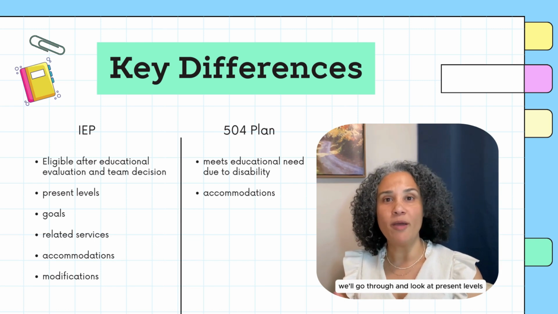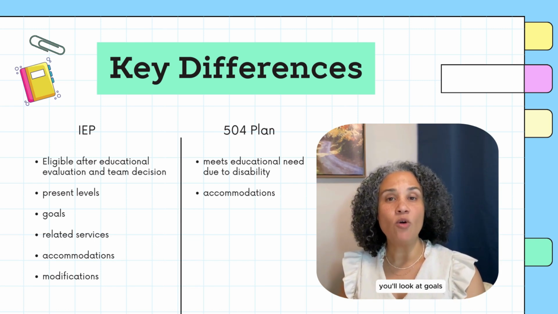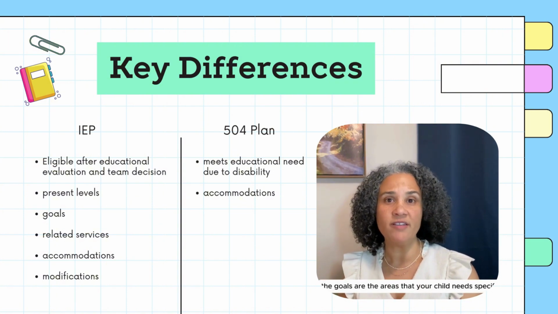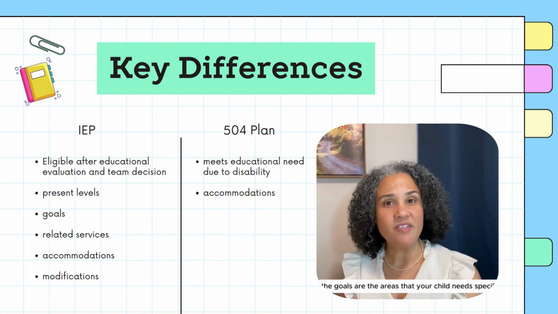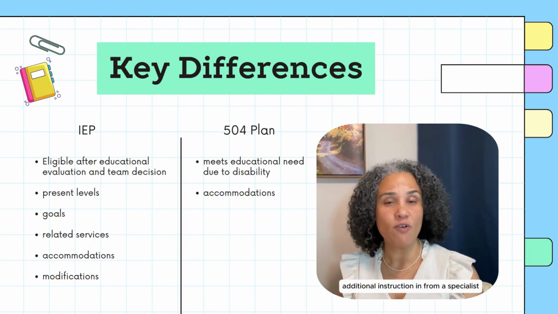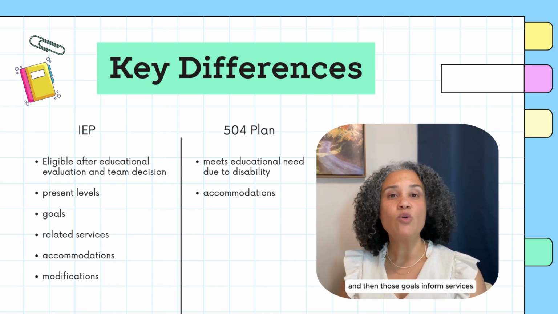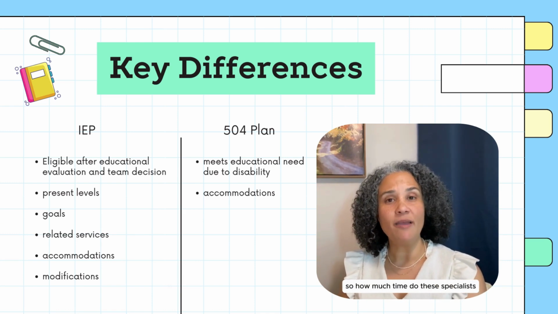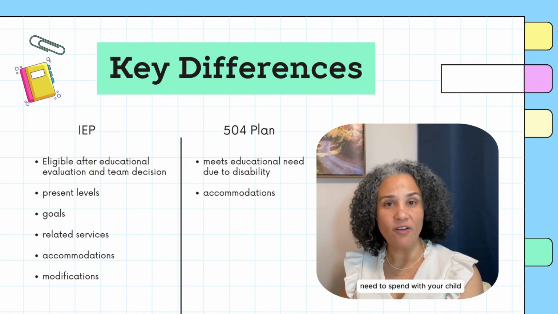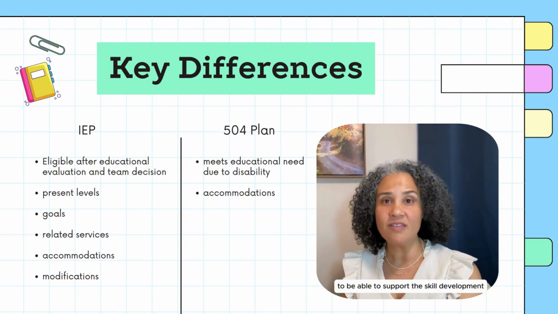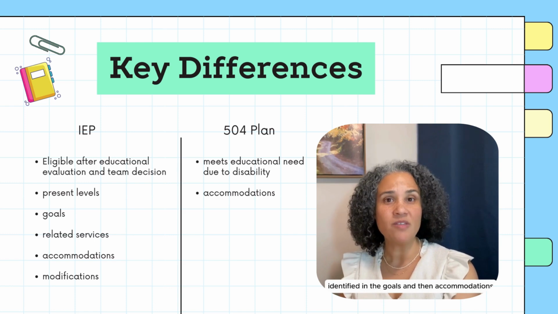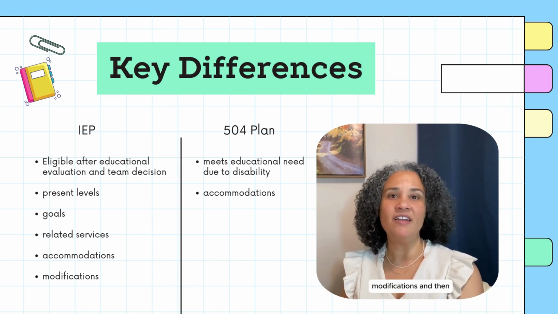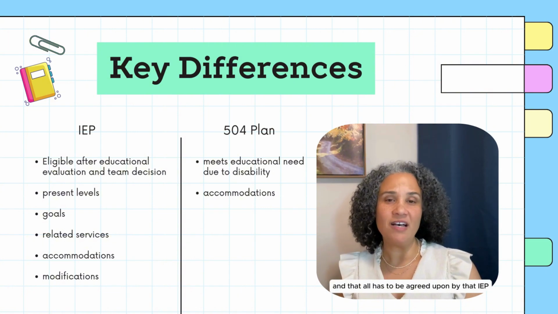We'll go through and look at present levels. You'll look at goals that are identified from present levels. So the goals are the areas that your child needs specific additional instruction in from a specialist. And then those goals inform services. So how much time do these specialists need to spend with your child to be able to support the skill development identified in the goals? And then accommodations, modifications, and then, so that's the whole picture, and that all has to be agreed upon by that IEP team.